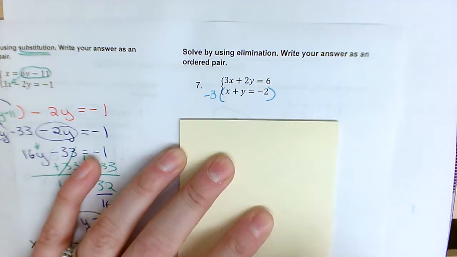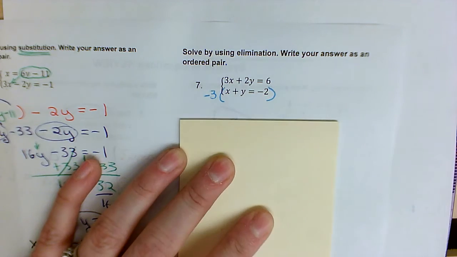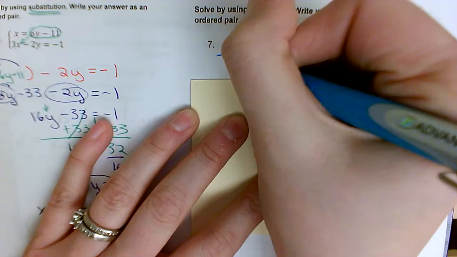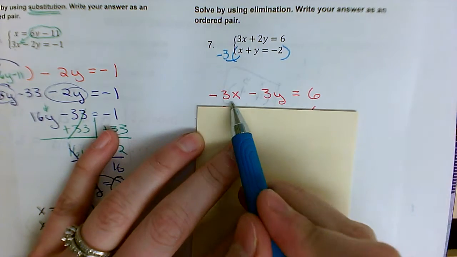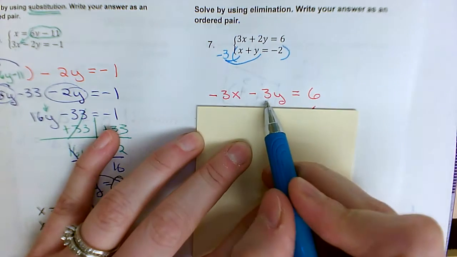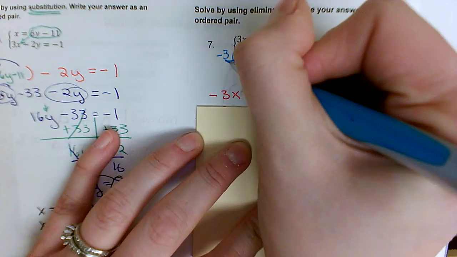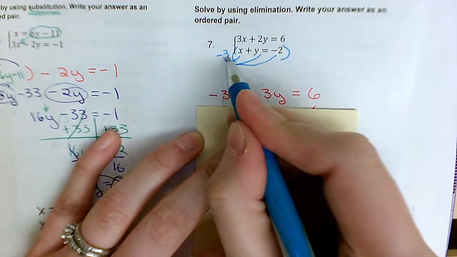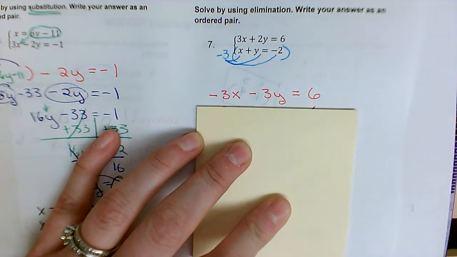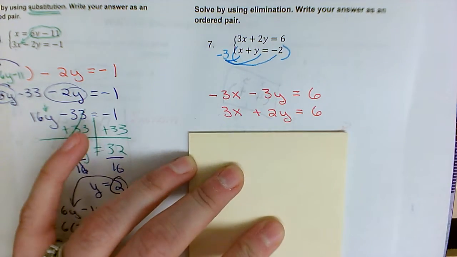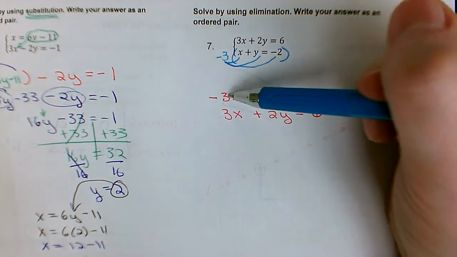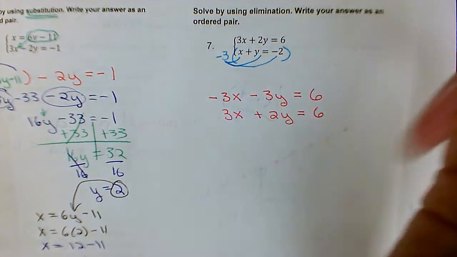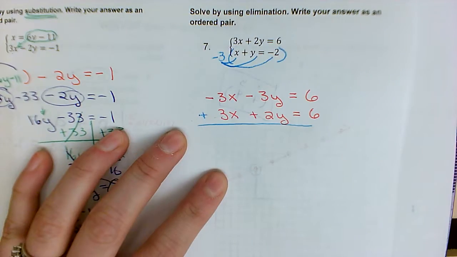So I'm going to multiply the bottom by negative 3 because it started off as a 1. And when you do that, negative 3 times x is a negative 3x. Negative 3 times y is negative 3y. And don't forget about the constant on the other side. Negative times negative gives me a positive 6. The other equation I just rewrote underneath it. Now I've got 3's in front of my x's. One's positive, one's negative, so I can add my two equations together.